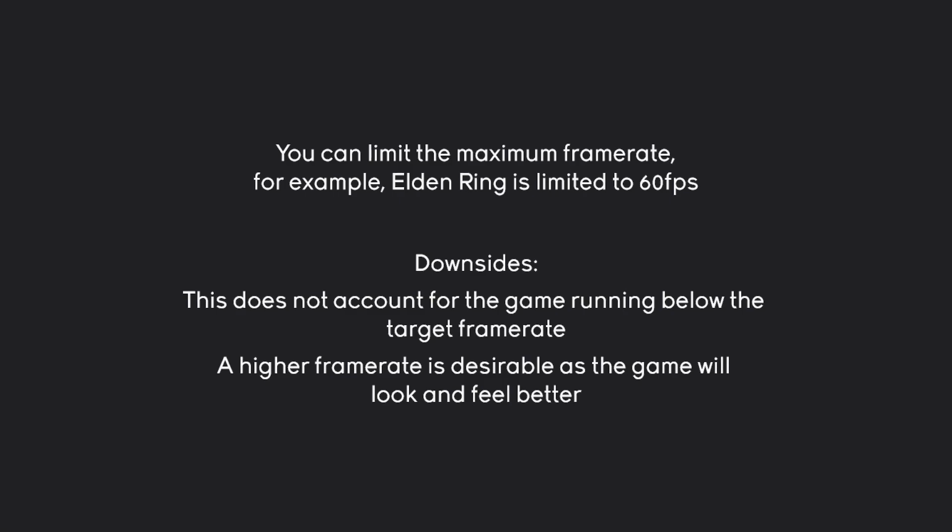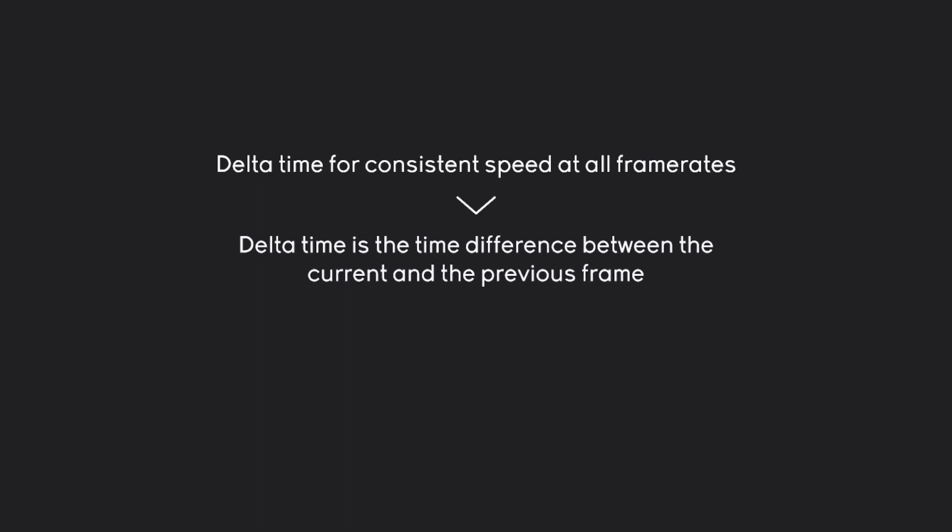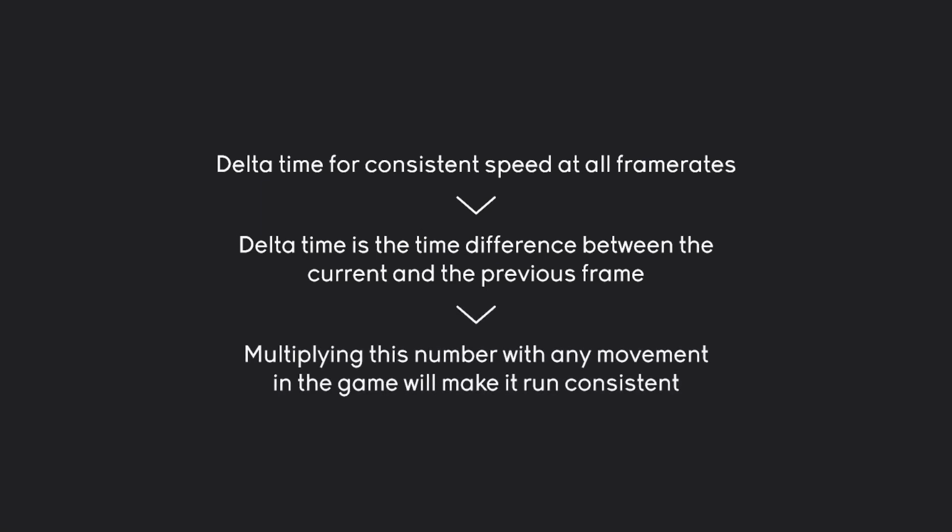There's one more thing that we do need, and Elden Ring does this one as well. What it does is it uses delta time for consistent speed at all frame rates. Now, what does that mean? Essentially, delta time is the time difference between the current and the previous frame. So literally how long it took our computer to draw the current frame. And this information then we're going to multiply with any movement inside of our game.